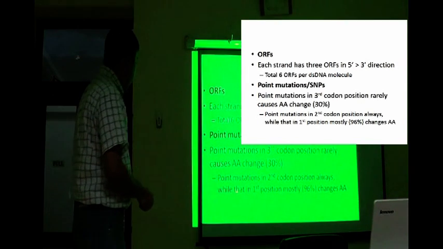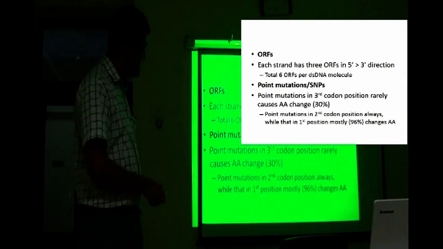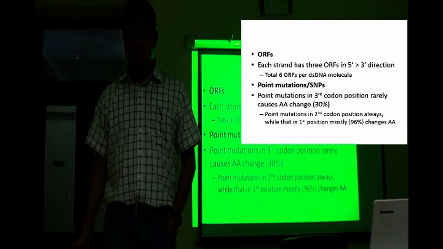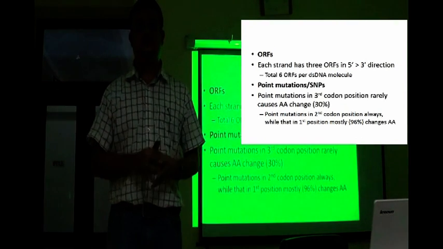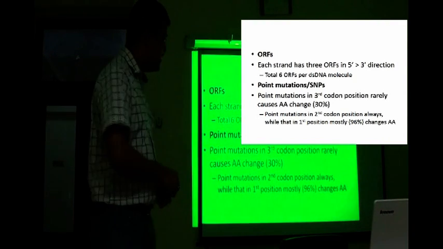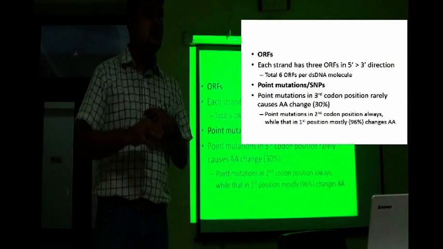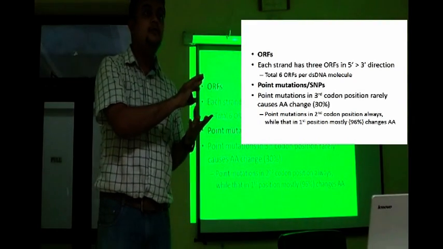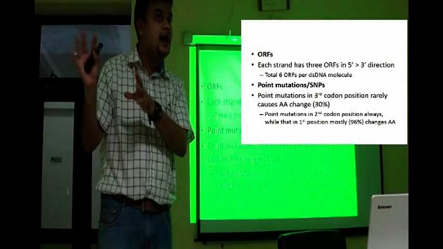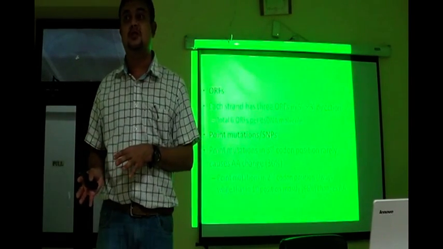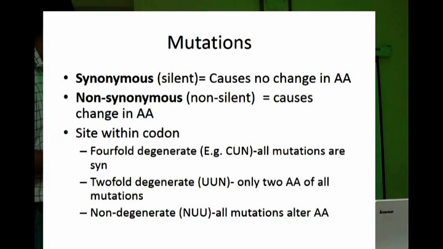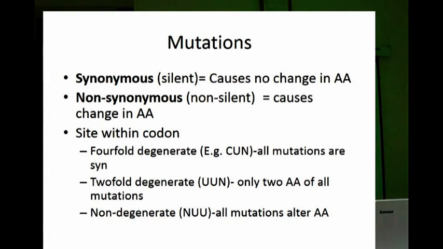Okay. Now, mutations in the first position, in most of the cases, that is 96% of the situations, change the amino acid in the triplet codon. That kind of mutation is what we call a non-synonymous mutation. And a synonymous mutation is, if you make this kind of mutation and the resulting amino acid is conserved, that is, the amino acid is not changing, that is what you call a synonymous or silent mutation, right? So synonymous or silent mutations cause no change in the resulting amino acid. Is that clear? Now non-synonymous means non-silent, so that causes a change in the amino acid. Fine. So the site within the codon matters.